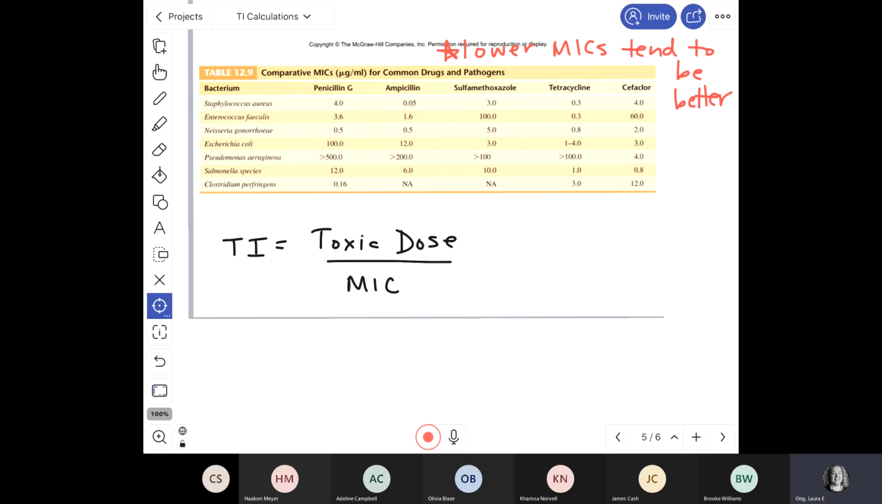So I'm going to give you a problem to work out here in the next few minutes. And I'll probably end up giving you 2 practice problems today. So if a person has an E. coli infection, someone has an E. coli infection, and you're choosing between the drug cefaclor and the drug ampicillin.